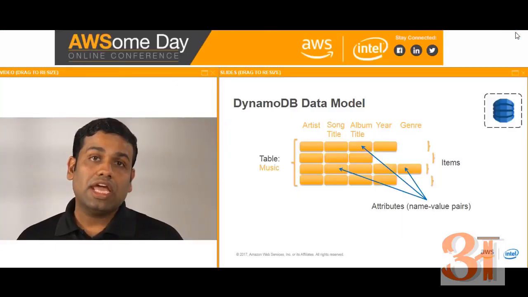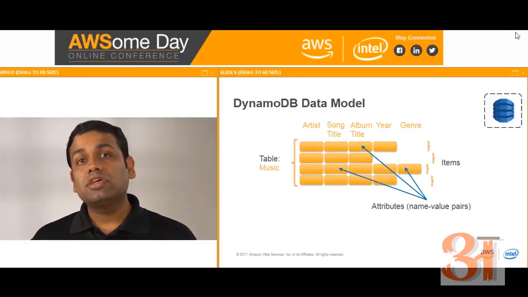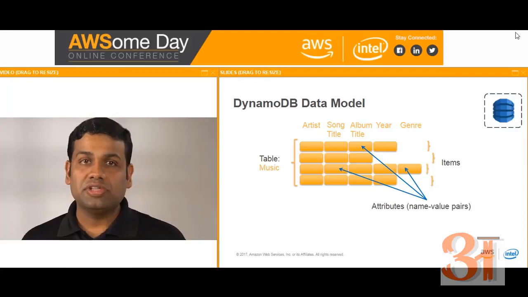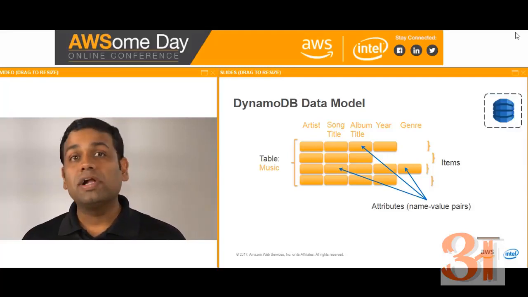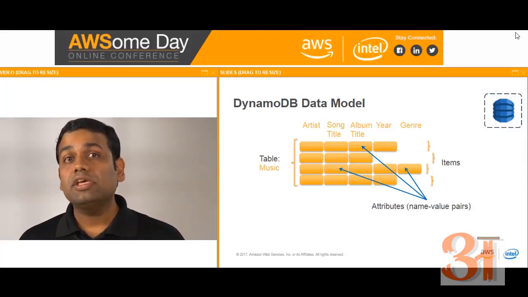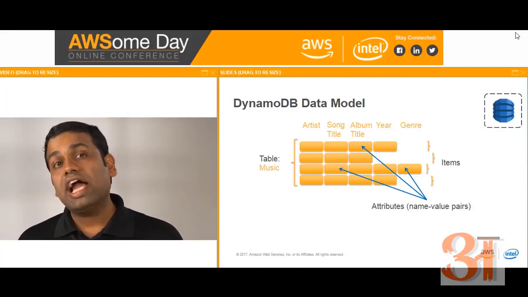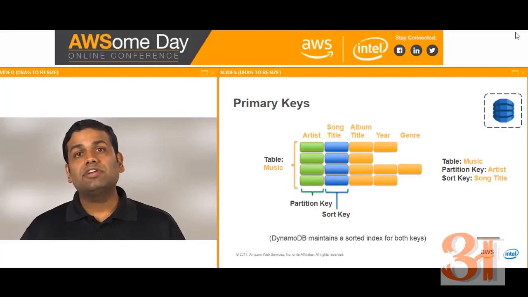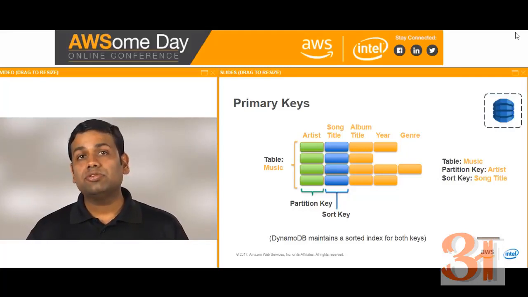Amazon DynamoDB is a fully managed NoSQL database service. An Amazon DynamoDB table consists of items and attributes. In this example, a table called music has been created with multiple attributes, namely artist, song title, album title, year, and genre. Notice the number of attributes in every item is not uniform. Some have more and some have less attributes.